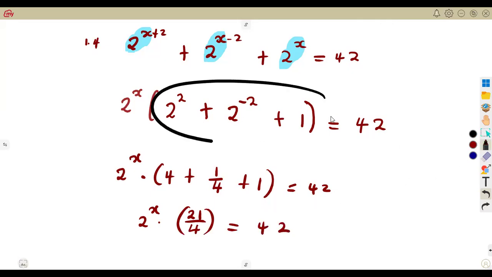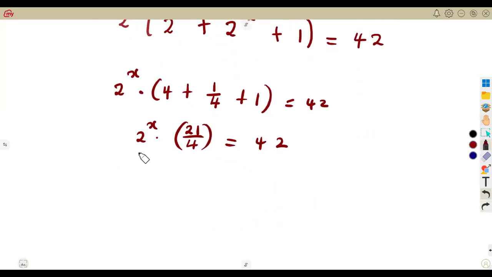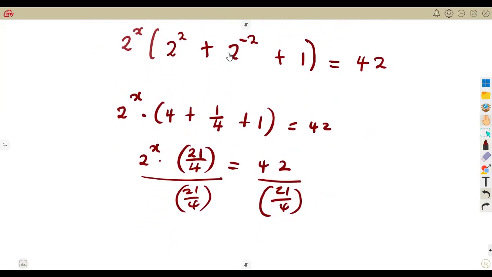Like I said, we could have just divided by the bracket there. It is still one and the same. So this is where we are dividing now by the bracket, 21 over 4. Anyways, let us cancel this. We are going to obtain 2 to the exponent of x, which is equal to, make sure you divide properly on your calculator, 42 divided by the answer that you got. It is going to give you 8. So how can you obtain the value of x?